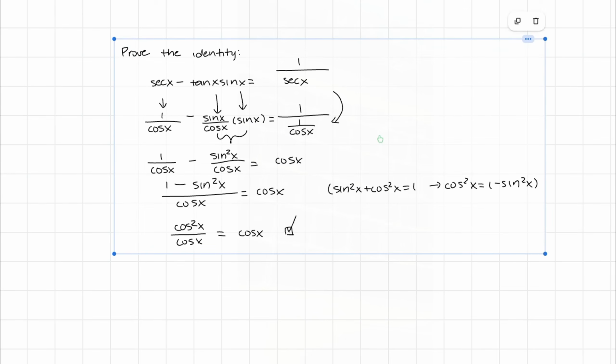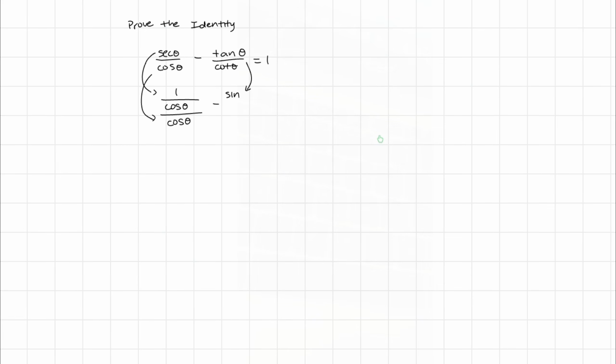What if we were asked to prove the identity? Secant theta over cosine theta minus tan theta over cotan theta is equal to 1. So secant theta is just the reciprocal of cosine. Tan is sine theta over cosine theta. Cotan theta is cosine theta over sine theta.